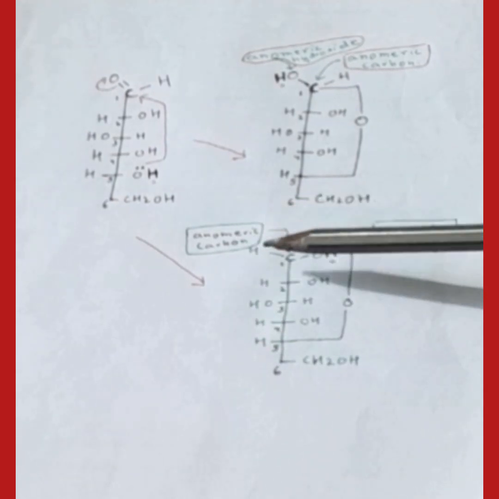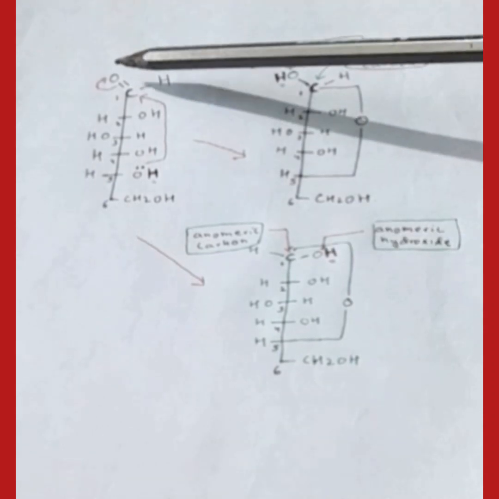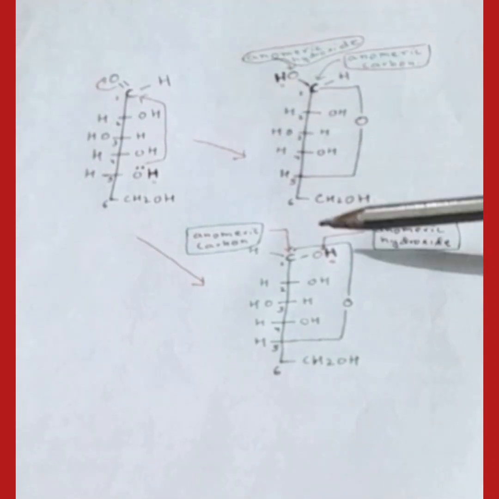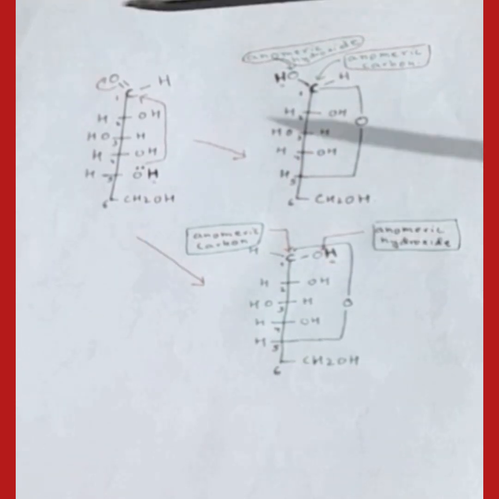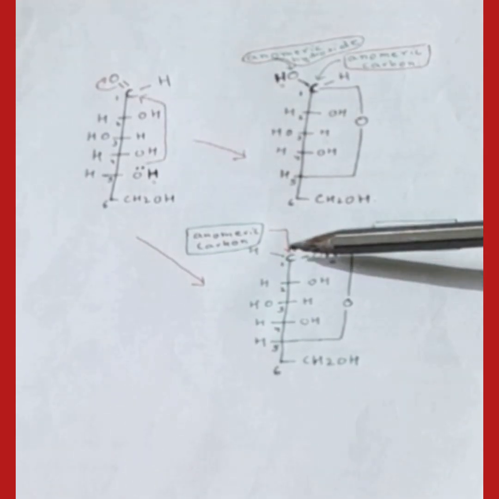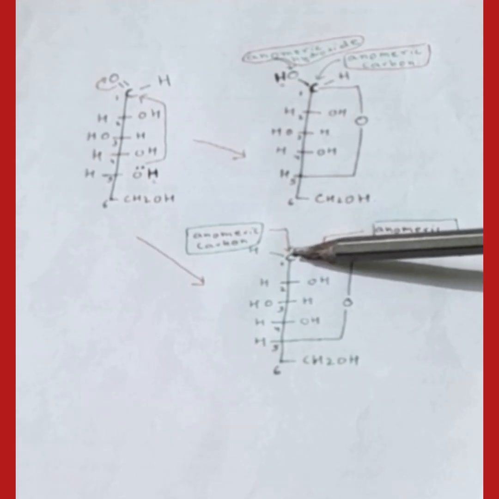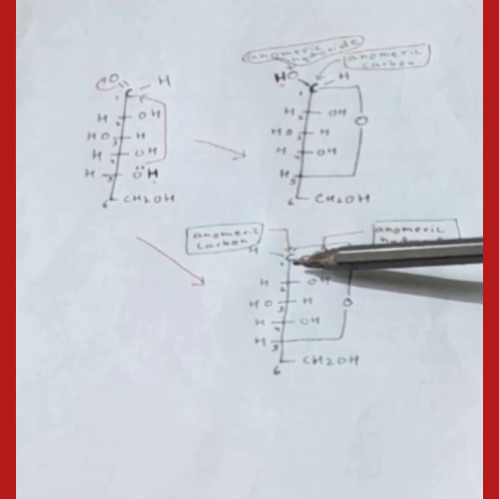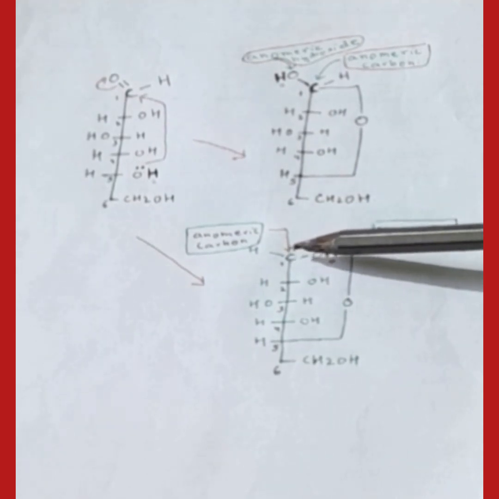Now in Haworth's structure, what we find is the anomeric carbon and anomeric hydroxyl. Earlier it was an aldehyde group, but now it has become an alcohol group. Earlier this carbon was not chiral, but now this carbon has become a chiral center too. So the complication was there with the configuration of 4 carbons. Now one more configuration has been added to that.